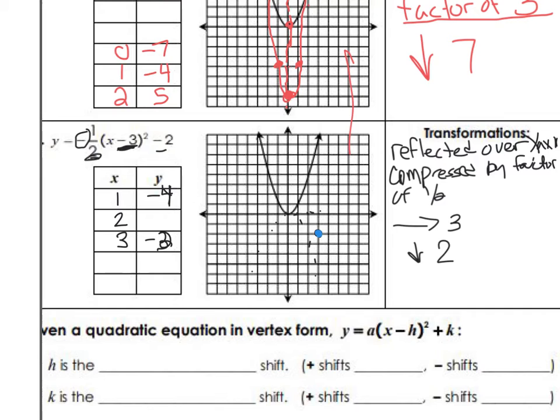So -1 squared is 1. So 1 times -1/2 is -1/2. So this is -2.5.